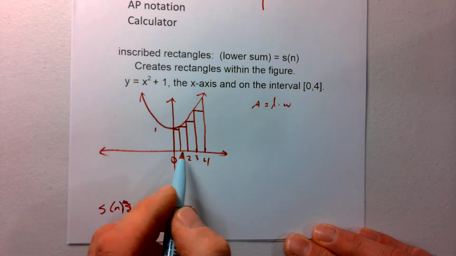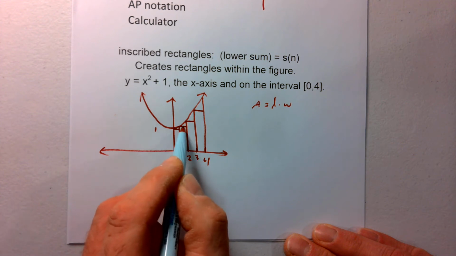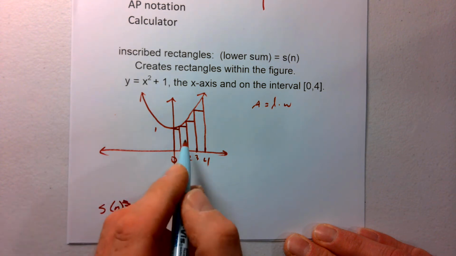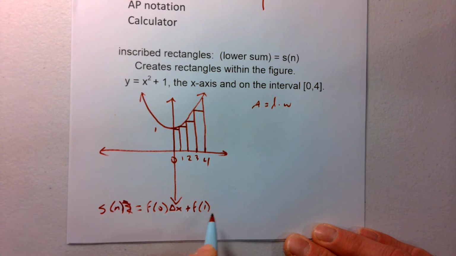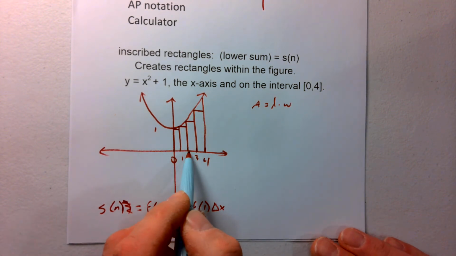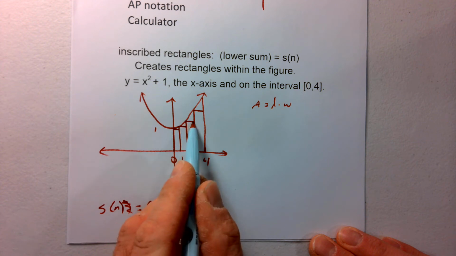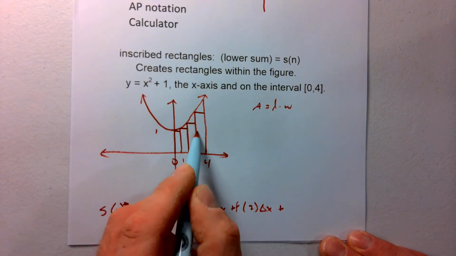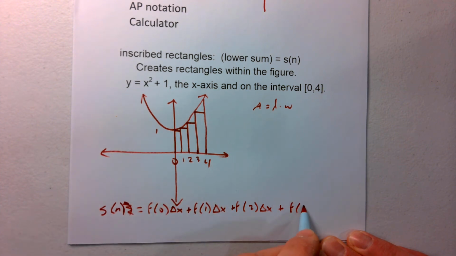To that we're going to add the height between 1 and 2. In this case, our height at 1 is going to be the value, and it's going to be 1 wide, or again, our delta x. Notice our delta x is going to be the same all the way through. Then we're going to find the value at 2, because that's going to be the length of this side, and then our delta x. So f of 2, delta x. And finally, we're going to add the value at 3, again multiplying it by the change in x, which again is 1.